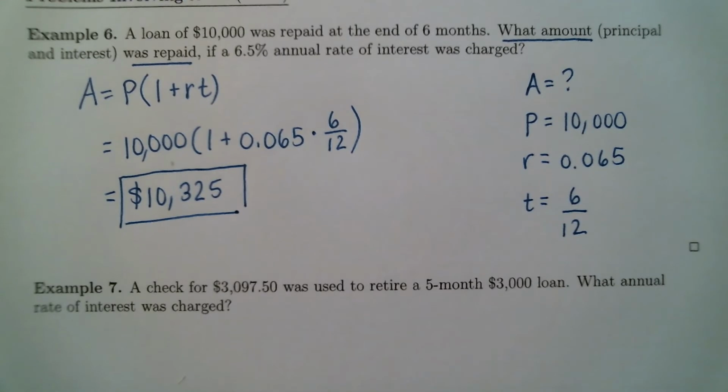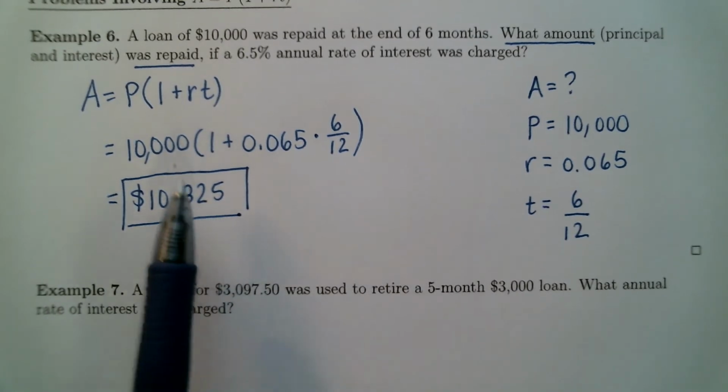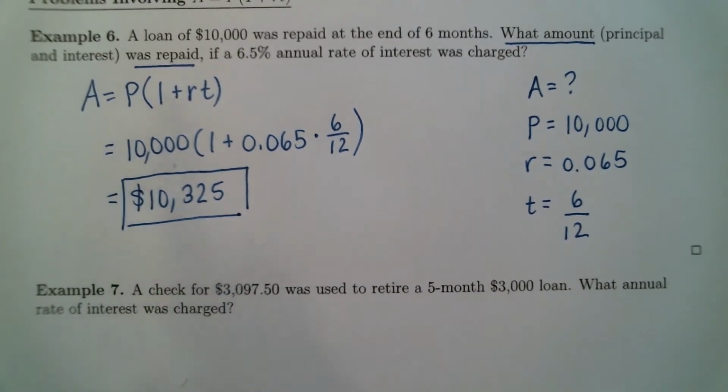Again, there are lots of extensions with this. I could ask you how much interest was earned, and you could go the I equals PRT route if I asked you that additional question and calculate it that way. But remember, you can do simple things like take the $10,325 and subtract out the principal of $10,000 and realize that $325 worth of interest was made. So there's all kinds of extensions with these problems.